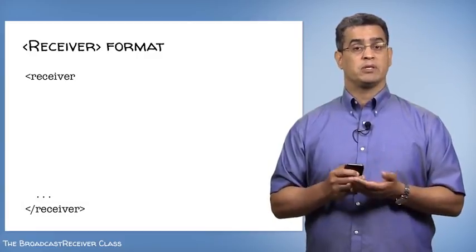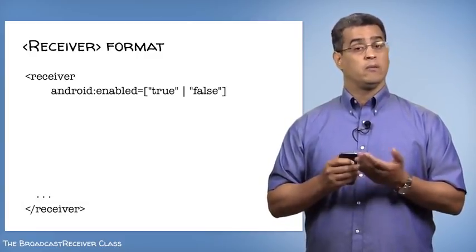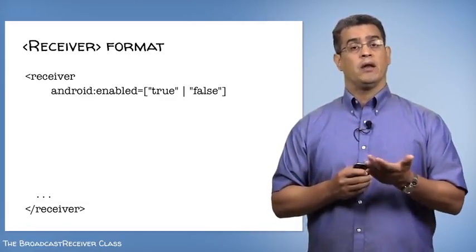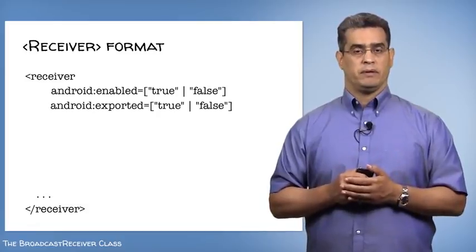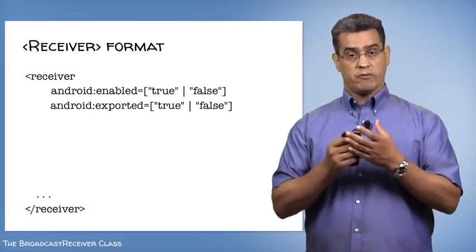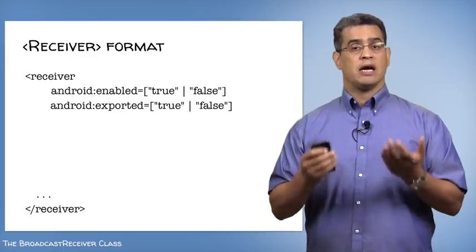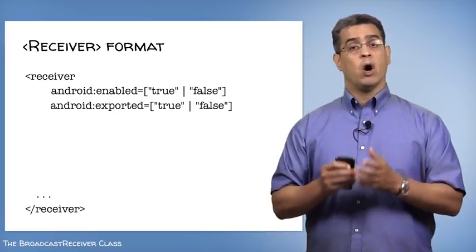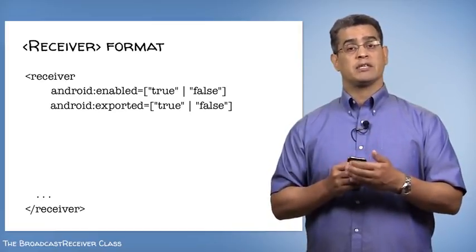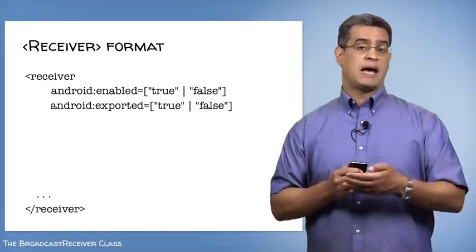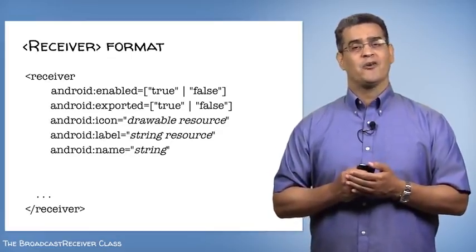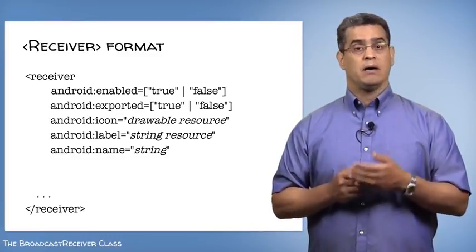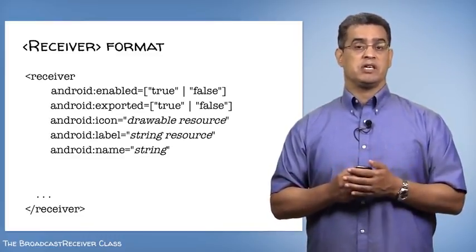And some of those attributes include Android enabled, which allows you to enable or disable a particular receiver. Another is Android exported. If set to true, then this receiver can receive broadcasts from outside its application. While if it's set to false, then the receiver can only receive intents that are broadcast by other components within this application. Another attribute is Android name, which gives the name of the class that implements this receiver.